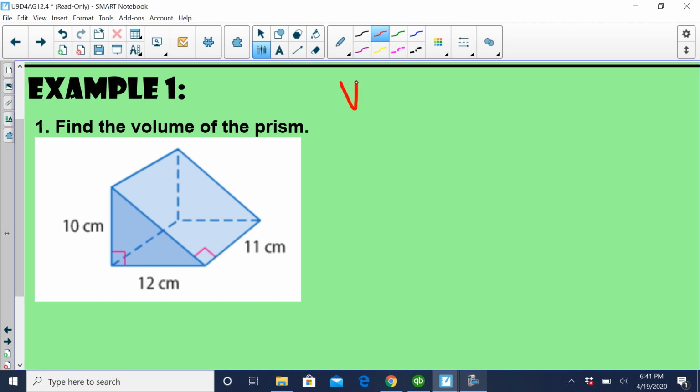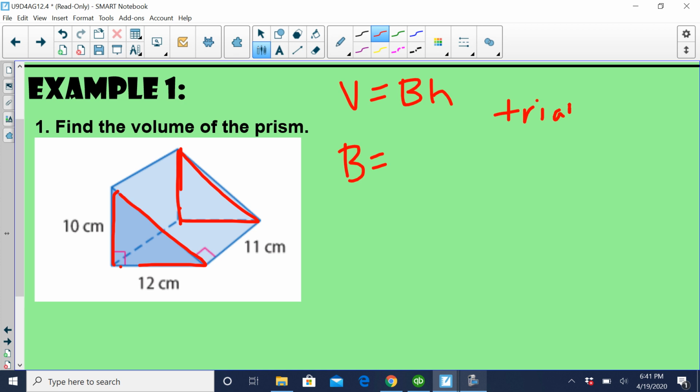So volume formula, remember, is capital B times H. Now, the B is not one number, it's the area of the base. So I look at this figure and I say, well, what shape are the bases? Remember, the base is not the bottom piece on the figure, it's whatever has a piece that is parallel to it, okay? So that meaning that these are the only two pieces on this prism that are parallel to each other. So the name of this prism is a triangular prism because the bases are triangles.